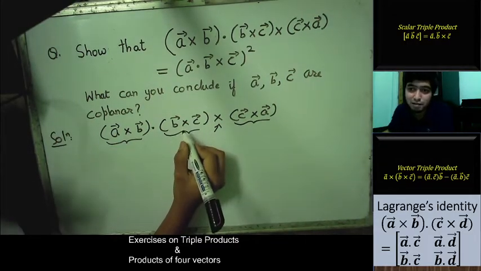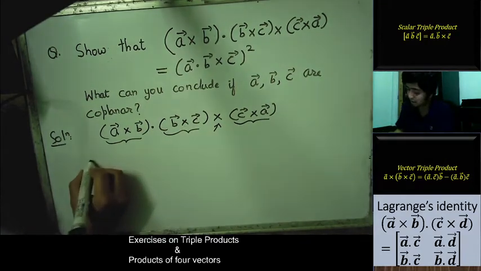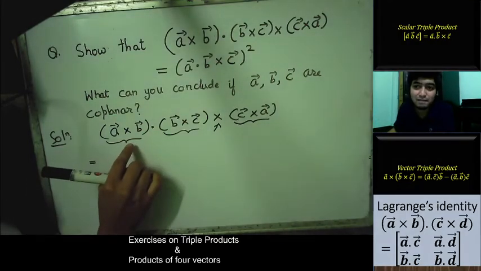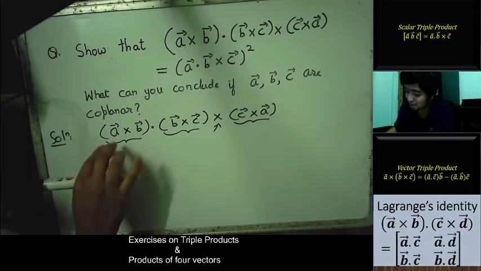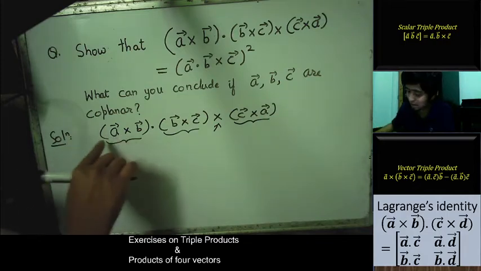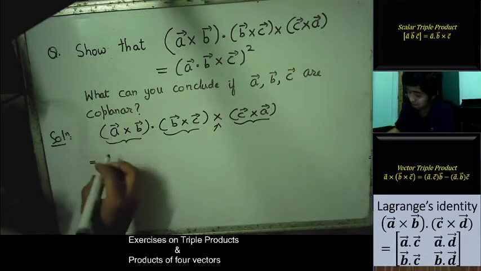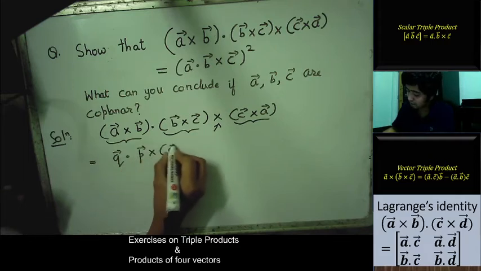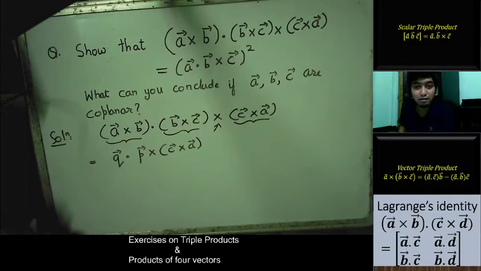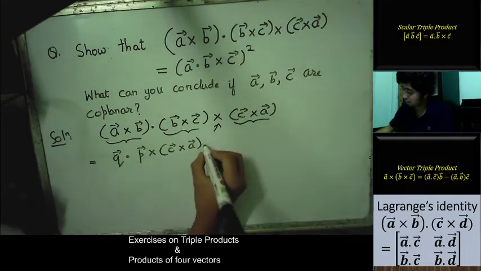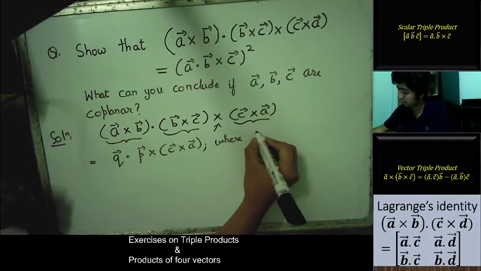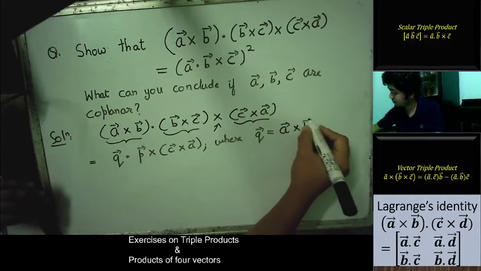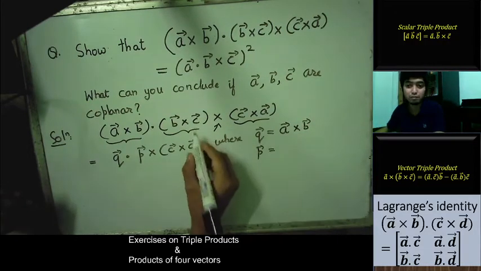We will replace this one with another vector, say p. Similarly, it is too cumbersome, so this one we can replace maybe with q. So what we can do is write q dot p cross c cross a. We can write this one is equal to this, but you have to mention what is q and what is p, where q is equal to a cross b, and p is equal to b cross c.